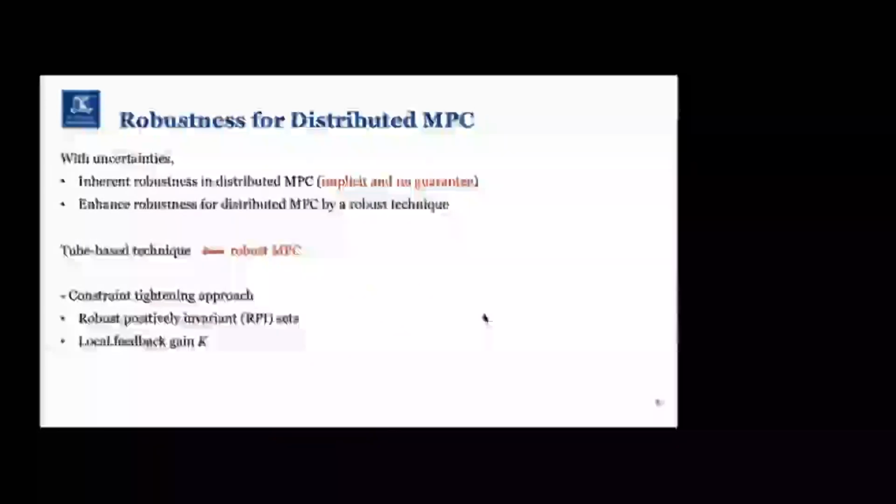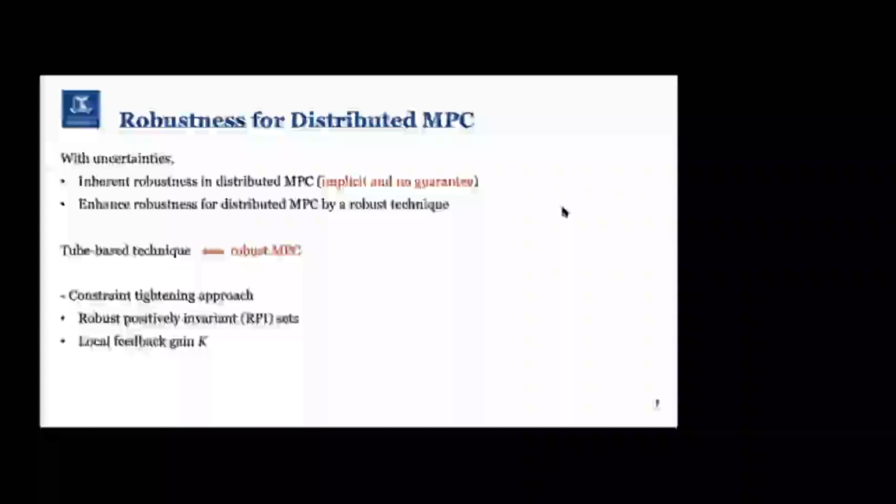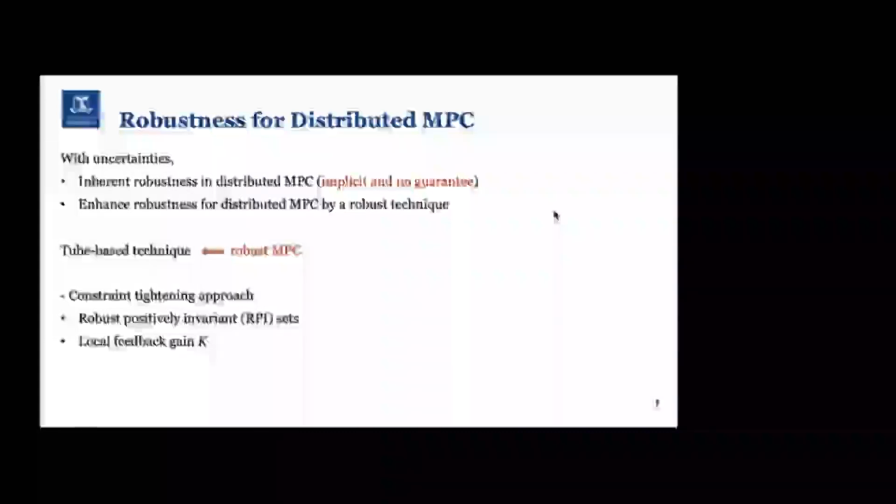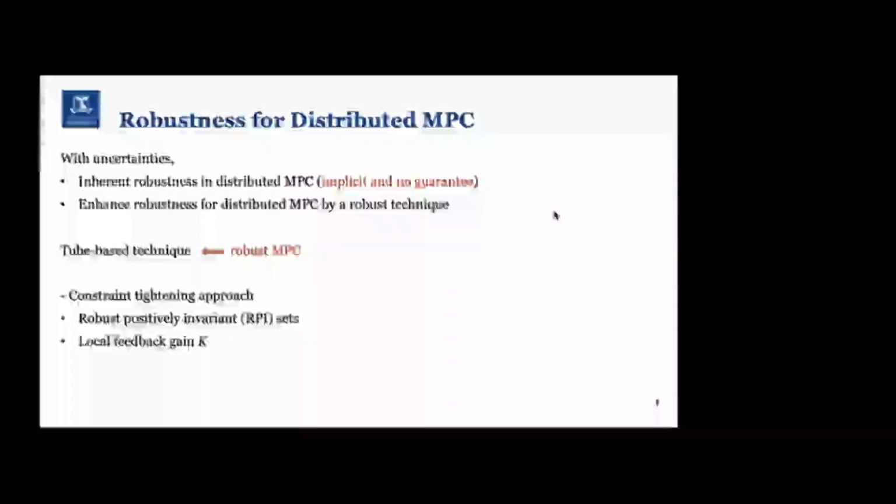And in terms of uncertainty, when the closed loop system also contains uncertainties, sometimes we can still use the nominal distributed MPC, because there is inherent robustness inside. However, this inherent robustness is implicit, and there is no guarantee for feasibility and stability. So alternatively, we can use a robust technique to enhance the robustness for the distributed MPC.